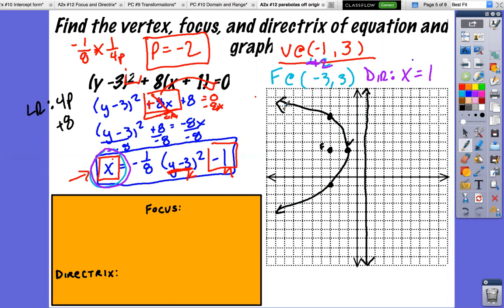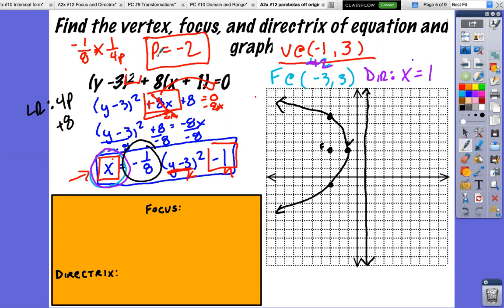Wait, now I just got confused. Where did we get this? Did the 8 come from the -1/8? So the length of the latus rectum is always going to be 4 times p. I could just go back to this value right here and say it's got to be -8, but I don't want you to get caught up in that, because sometimes it'll be a whole number and it gets confusing.